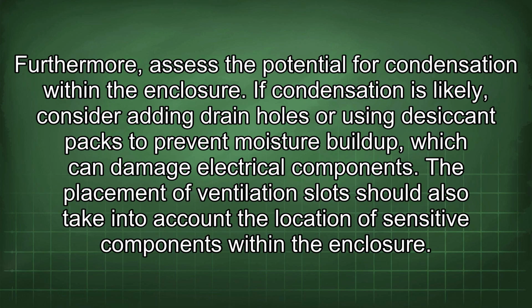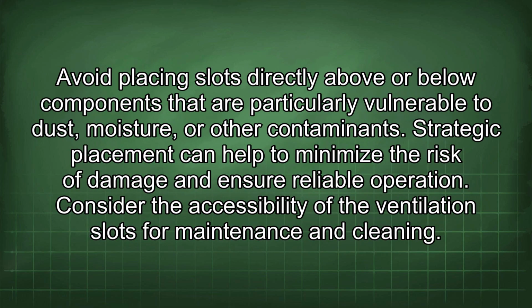Furthermore, assess the potential for condensation within the enclosure. If condensation is likely, consider adding drain holes or using desiccant packs to prevent moisture buildup, which can damage electrical components. The placement of ventilation slots should also take into account the location of sensitive components within the enclosure. Avoid placing slots directly above or below components that are particularly vulnerable to dust, moisture, or other contaminants. Strategic placement can help to minimize the risk of damage and ensure reliable operation.